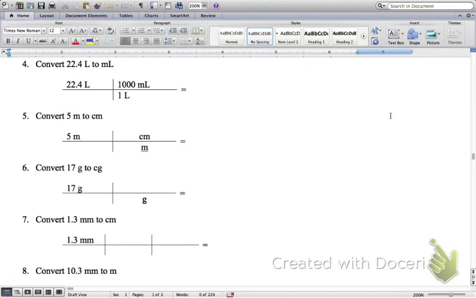Okay, so now we're up to number 4. We're trying to convert 22.4 liters to milliliters. So let's start out with our equivalent statement. How many milliliters are in a liter?